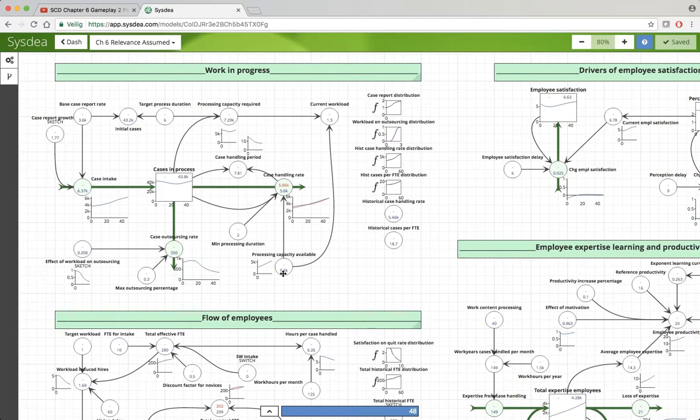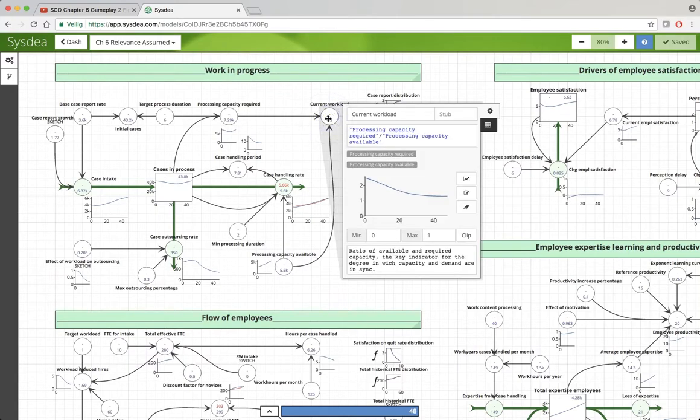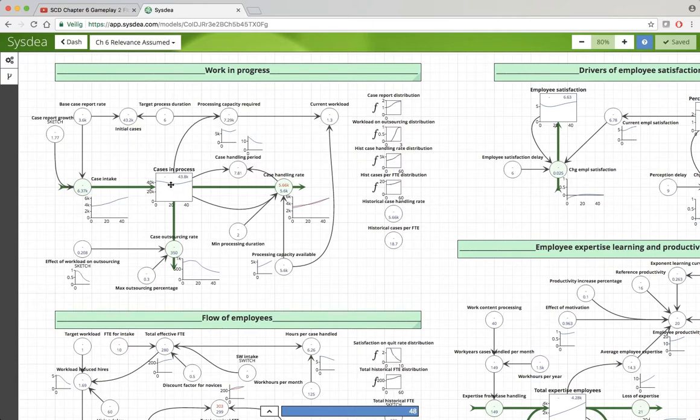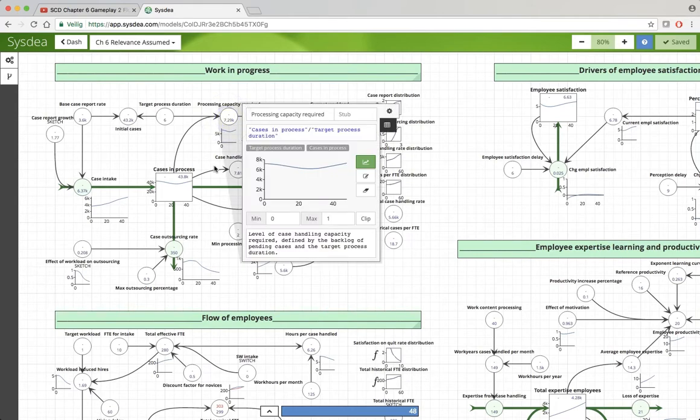How do we get process capacity available? Well, that's defined elsewhere in the model, but it's clear that the amount of process capacity that you have available and the amount of process capacity that you need result in a workload. Workload is defined by capacity required divided by capacity available. If workload is 1, then capacity is in equilibrium. If it's higher than 1, that means you need to do more than you have staff to do, because process capacity required is defined as the number of cases in progress divided by a target process duration.